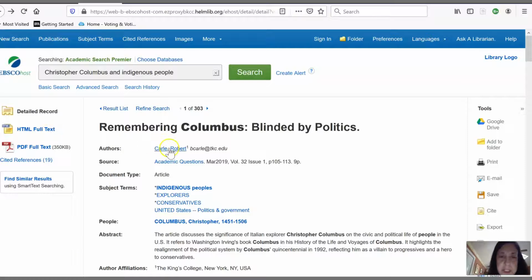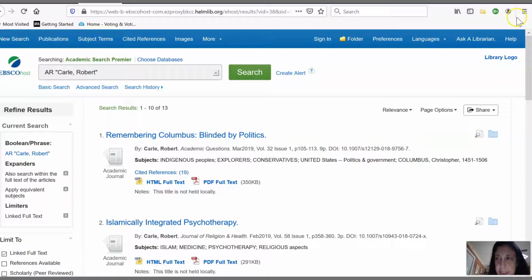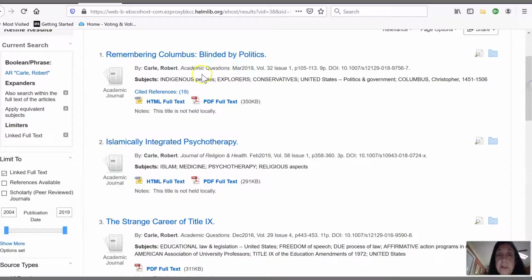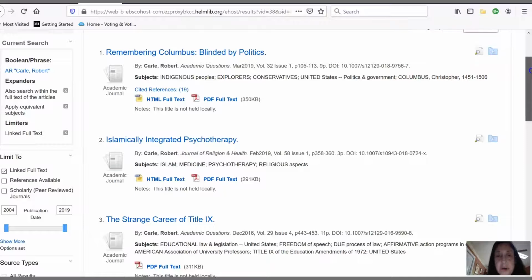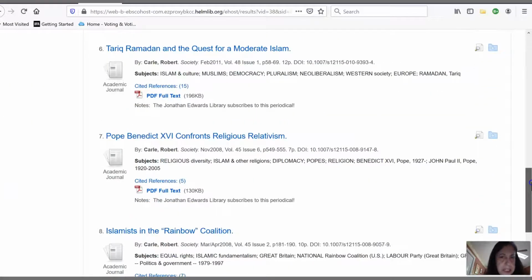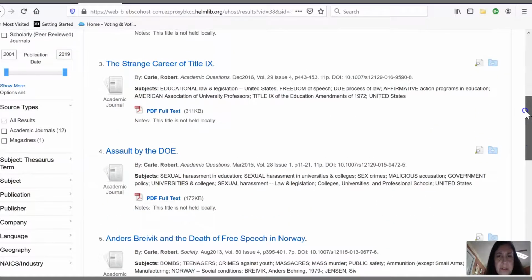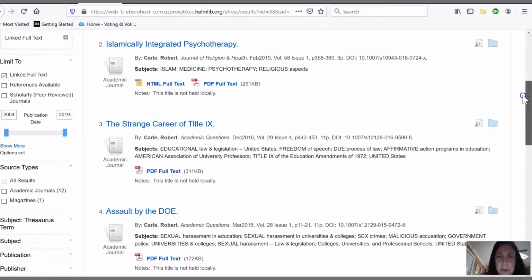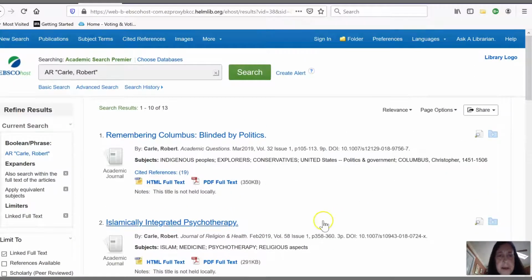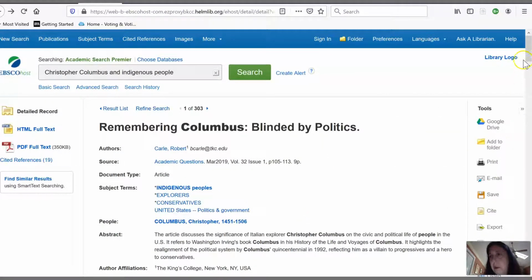So the first thing I would look at is the author. Who is this guy, Robert Carla? And when I do that, I discover, at least in EBSCO, he has published a number of works, and most of them seem to be for either academic questions, that journal, or for Society, which is another scholarly journal. His areas of expertise seem to be religion and Islam. I don't see an awful lot here about Title IX. I guess I don't know how much expertise he has in that, but he's written a number of articles about Title IX. So, okay, so I can establish that he is a scholarly author of some sort.